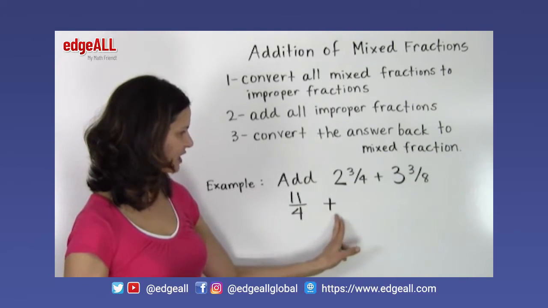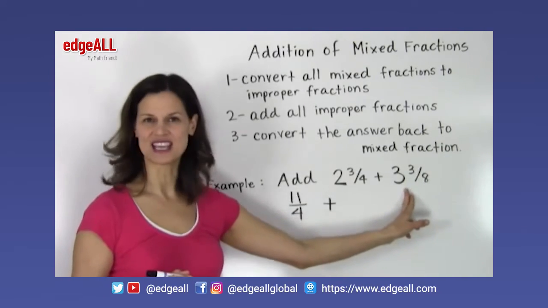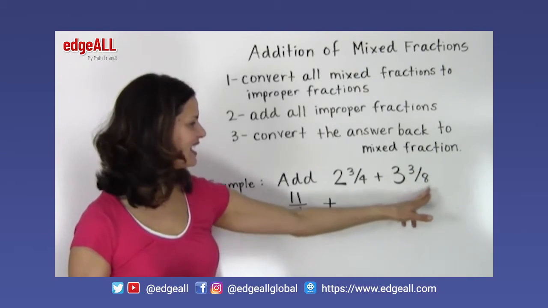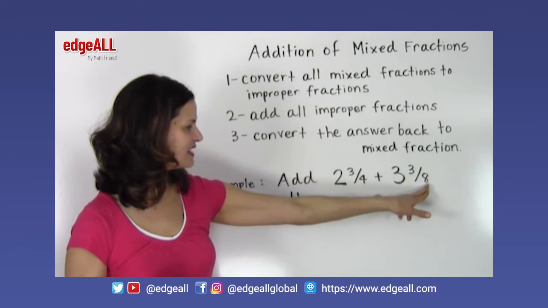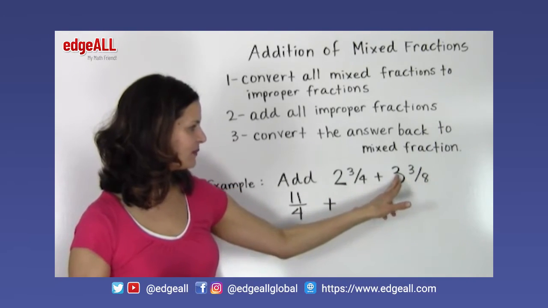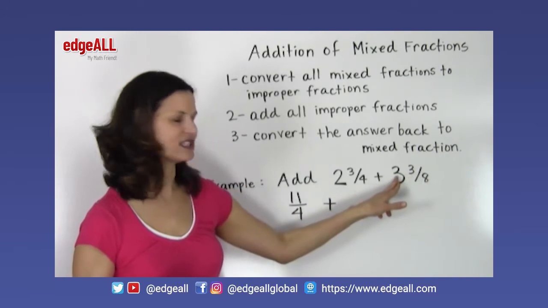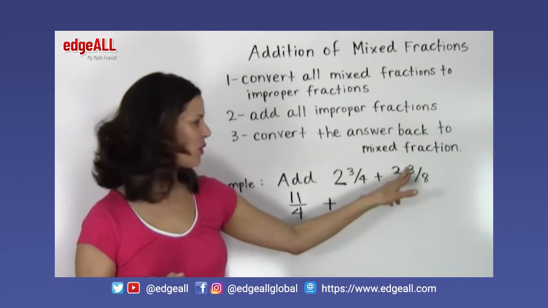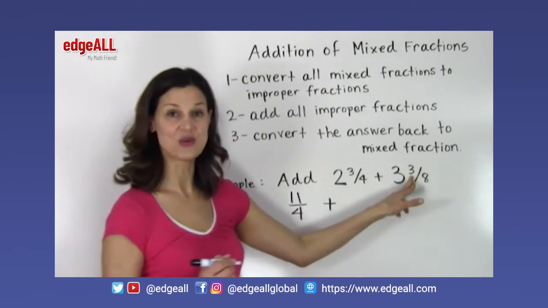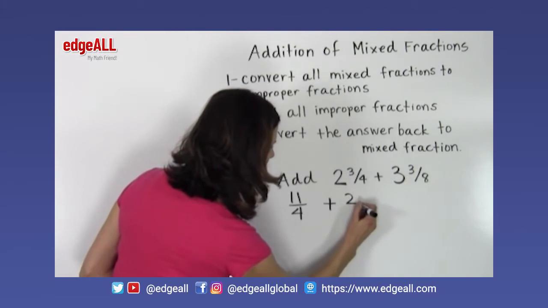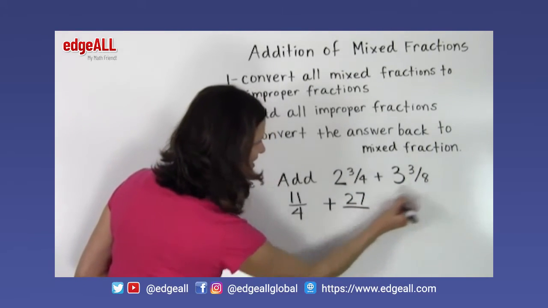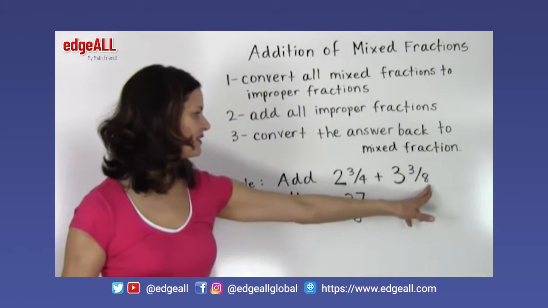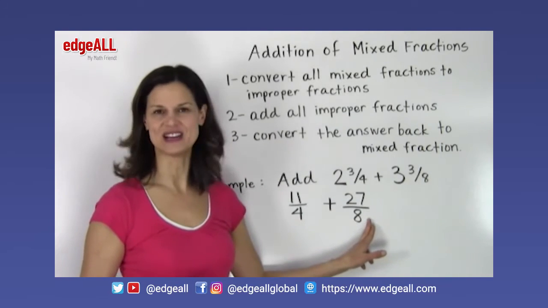So I'm going to leave a little space here, put my plus sign, and now I'm going to convert this mixed fraction to an improper fraction. So again, I do my steps of multiplying the denominator times the whole number. So 8 times 3 is 24, and then I add the numerator to that product. So 24 plus 3 equals 27. And so 27 will be the numerator of my improper fraction, and the denominator will be the same denominator that I have here in this 8. I put it in the denominator here as well.